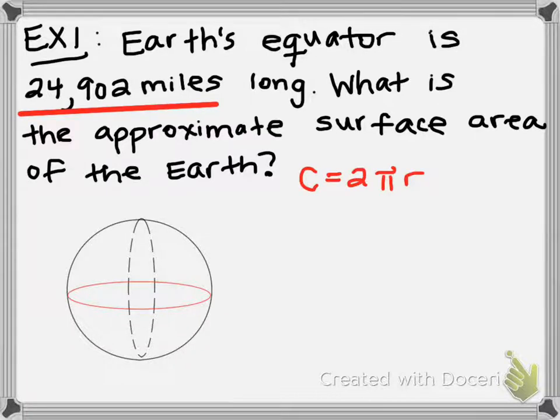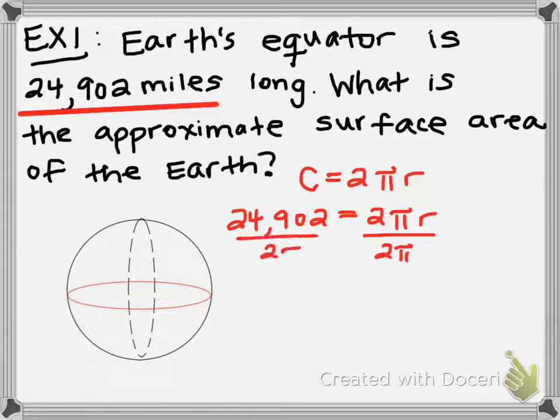I have shown here now the formula for circumference. It's 2 pi r. So if I can fill in what I know for circumference, I can then solve for r by dividing both sides by 2 pi. And I end up seeing that the radius is approximately 3,963 miles. I put approximately because there were actually decimal points after that, but since we're dealing with such big numbers, I went ahead and just rounded to the nearest whole.